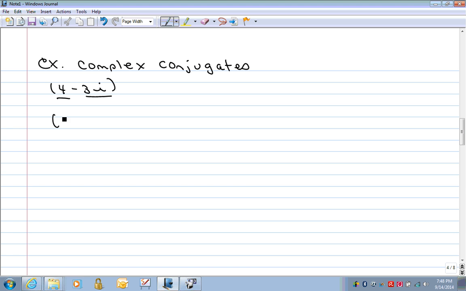So we're going to take our 4 minus 3i, multiply by the conjugate, which will be 4 plus 3i. Okay, so this is the conjugate to this first one. So these two are conjugates. Just make sure you really understand that the terms stay the same, but the sign between them is opposite. And now we're going to go ahead and just FOIL.